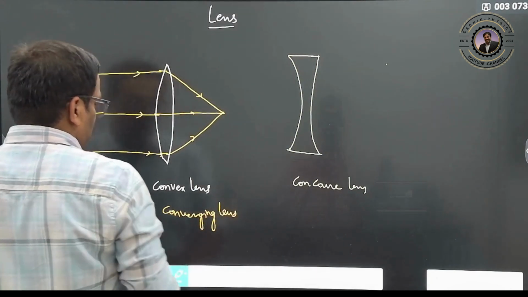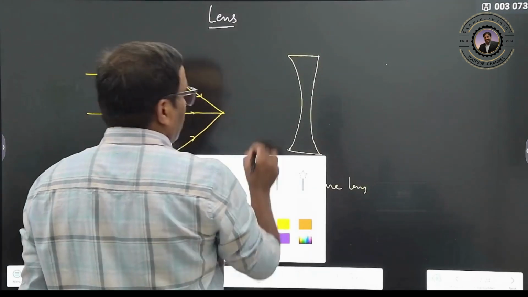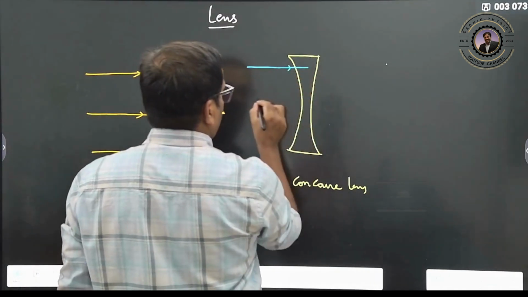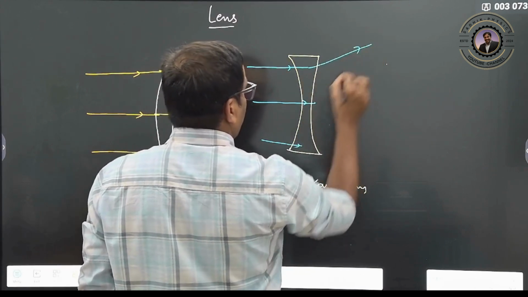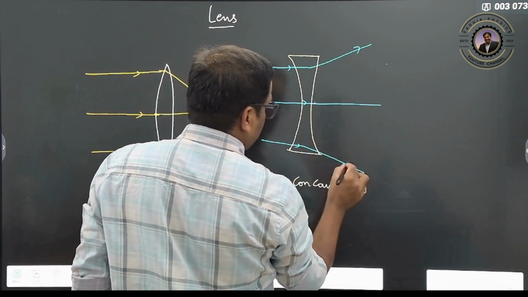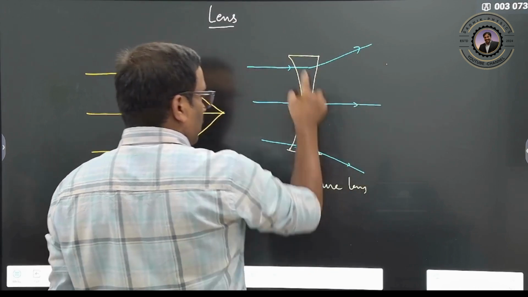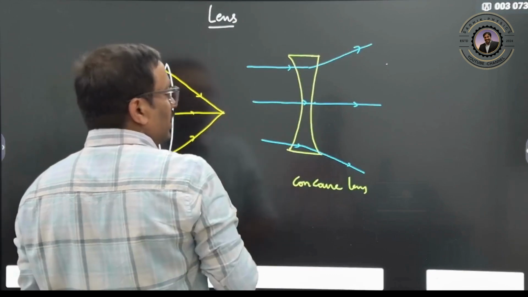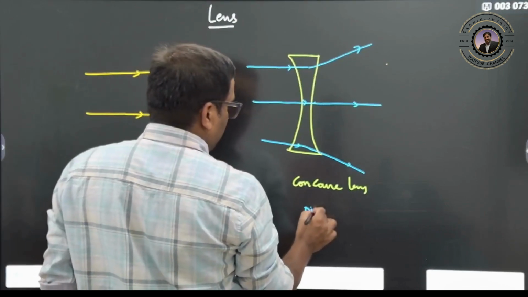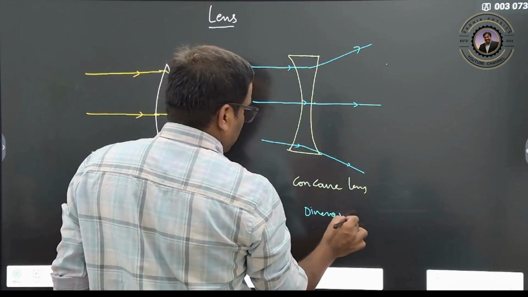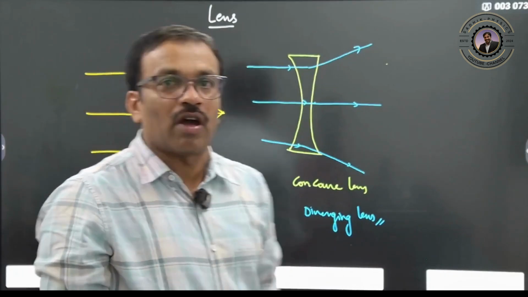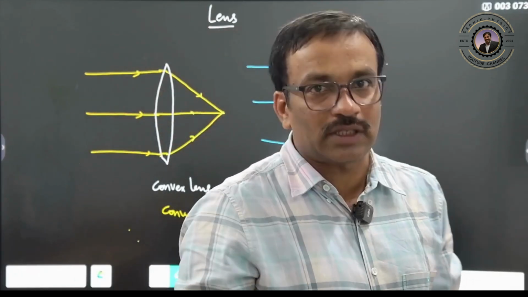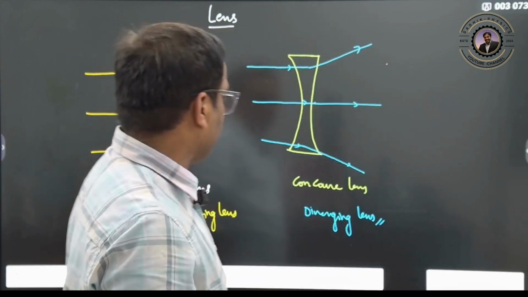Suppose a parallel beam of light rays falls on this lens and the light rays diverge. This type of lens we call a diverging lens. Converging lens means convex lens, diverging lens means concave lens.